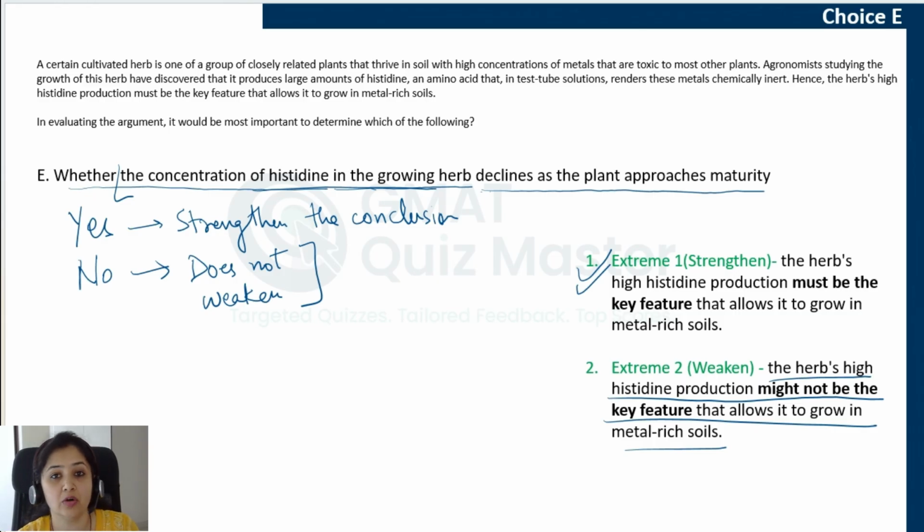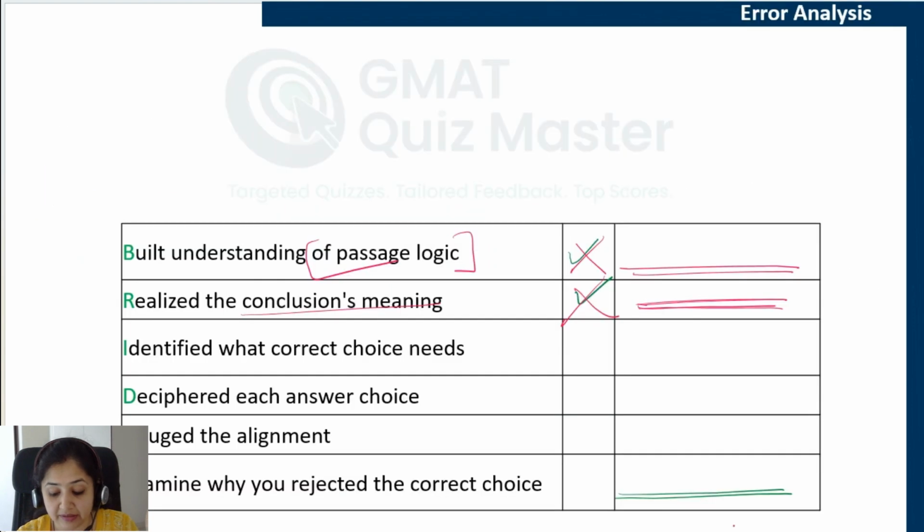The variation in concentration of histidine cannot help us decide whether or not high production of histidine is the key feature that allows it to survive in that soil. And that is why this answer choice is incorrect. Now, if you selected this answer choice, then yes, passage, logic, conclusion, understanding what the correct answer choice needs to convey, you may have faltered in any of these, and you can go back to your bridge table to understand where you have faltered. If you have faltered anywhere in these three, then definitely your answer choice analysis will be impacted.